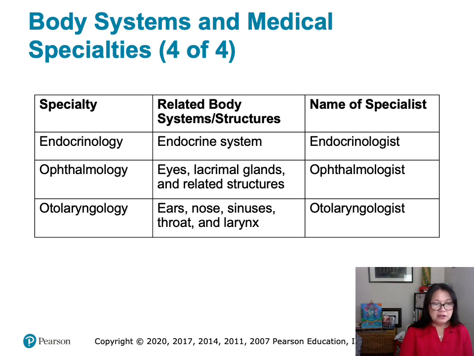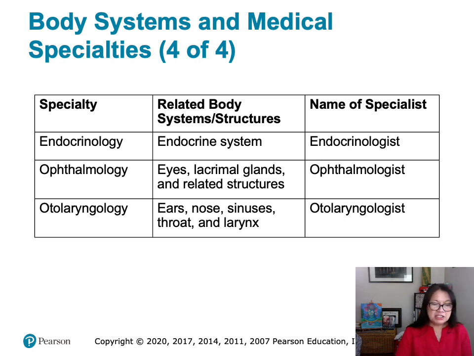Moving on, endocrinology is the medical specialty that deals with the endocrine system. This system consists of the hypothalamus, pituitary gland, pineal gland, thyroid gland, parathyroid glands, thymus, pancreas, adrenal glands, ovaries, and testes. An endocrinologist is a physician who specializes in what? Endocrinology, right? Ophthalmology is the medical specialty that deals with the eyes, lacrimal glands, and related structures. An ophthalmologist is a physician who specializes in ophthalmology.